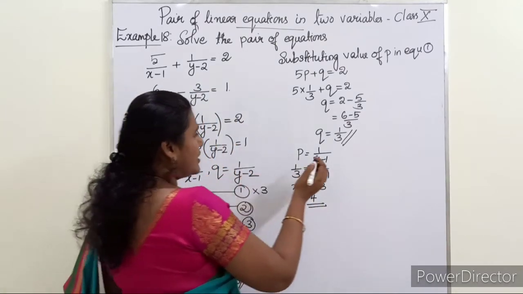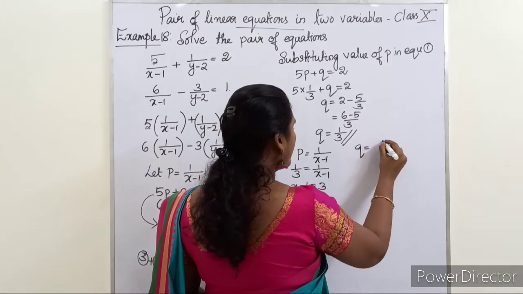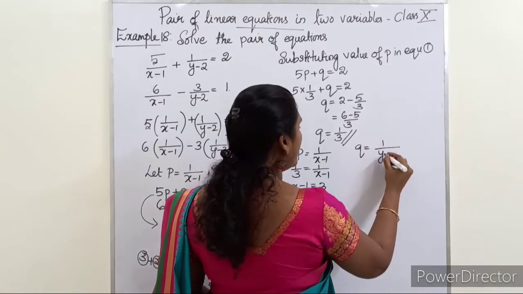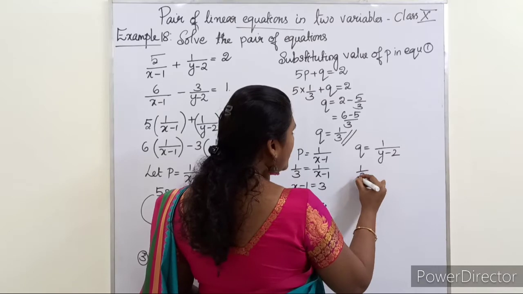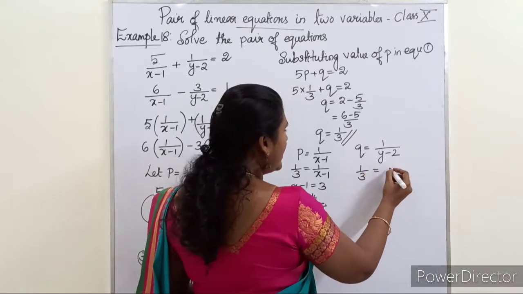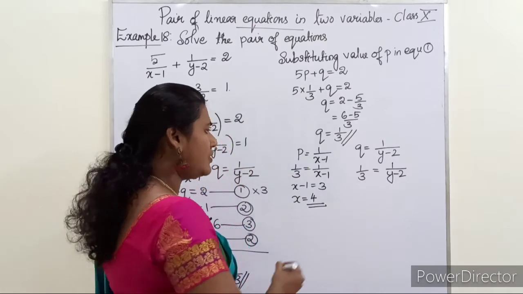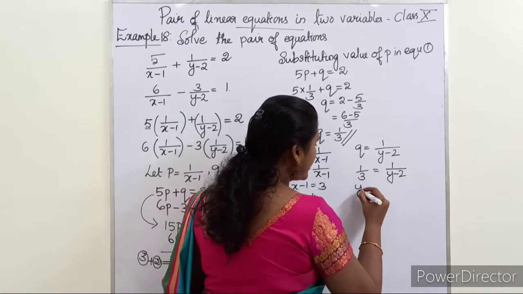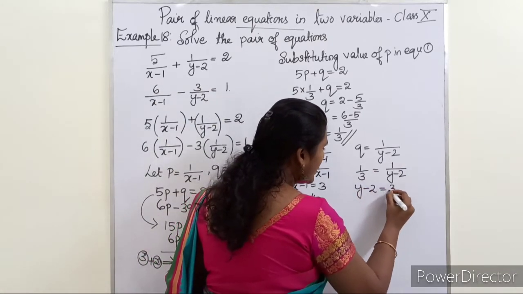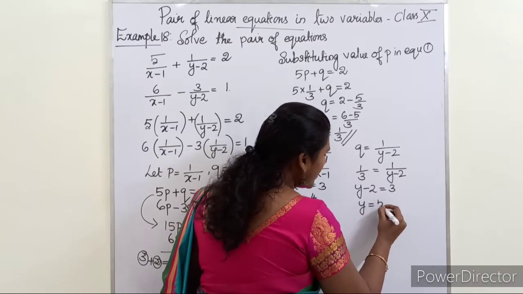Now the second equation, q is equal to 1 by y minus 2, and q is also 1 by 3. So 1 by 3 equal to 1 by y minus 2. Now we will do cross multiplication, y minus 2 equal to 3. So y is equal to 5.